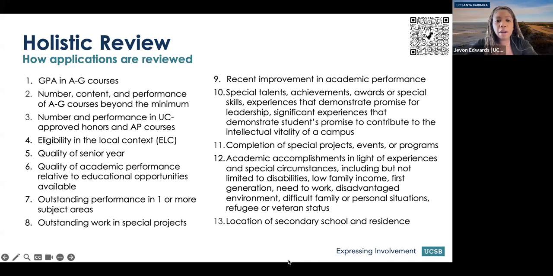We're talking about the number and content and the performance of those A through G courses that students complete, and are they exceeding those minimum requirements? We're looking at the rigor of the courses that's available to the students, what's available to them at their given high school. We're going to be taking into consideration those AP courses, those IB courses, those UC approved courses, or any rigorous courses available at that student's high school.